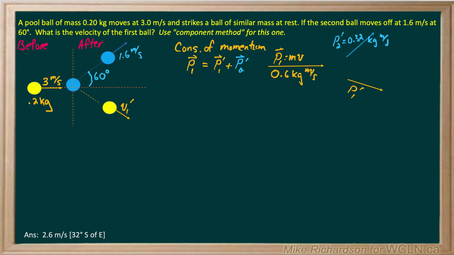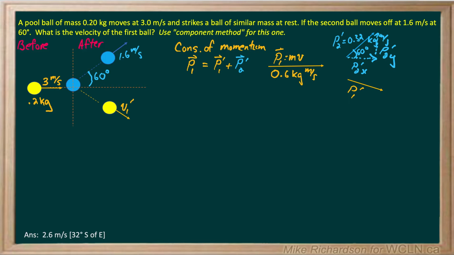Now P2 will have components, and that's what the goal of this question is. It's going to have an X and a Y component. So I'm going to put those in dotted lines here. The X component of P2 will be to the right, like this, and the Y component of P2 will be up, like that. So this is P2 prime X, and this is P2 prime Y. Now we know this angle right here is 60 degrees. All right, let's start our equations.